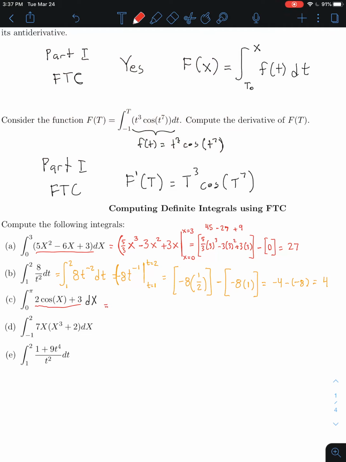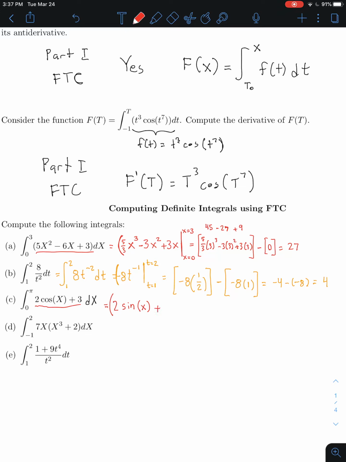So how do we take the antiderivative of cosine of x? Well, to do that, we want to ask ourselves, what function has cosine of x as its derivative? And our answer to that is sine of x. So the antiderivative of cosine of x is sine of x, and we can't forget the 2, the coefficient out front.